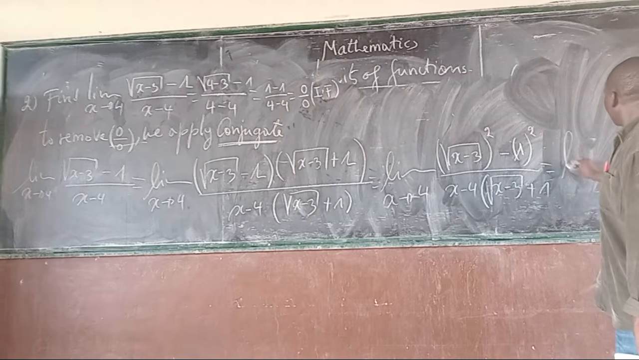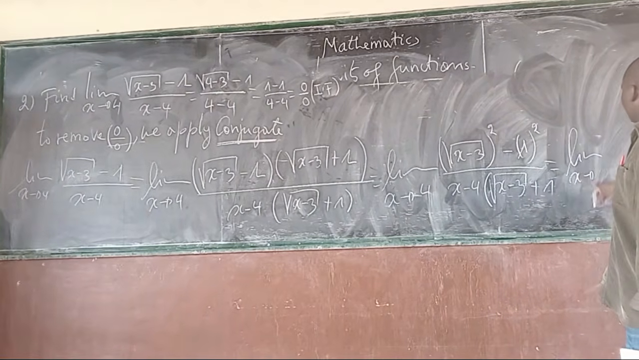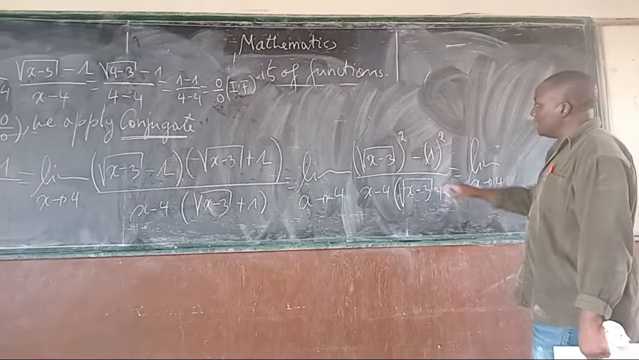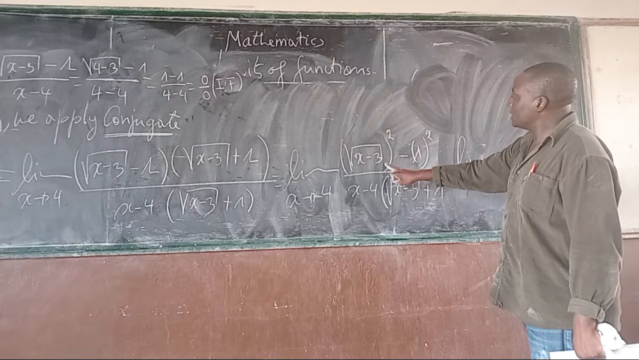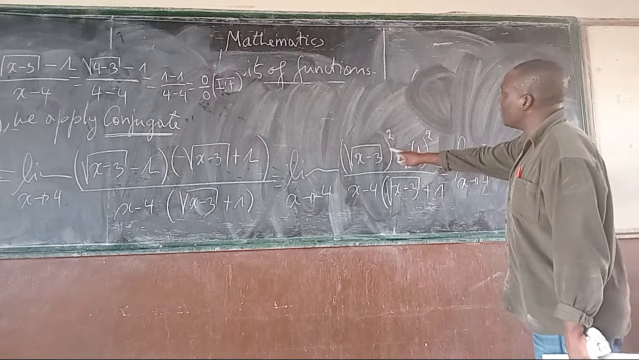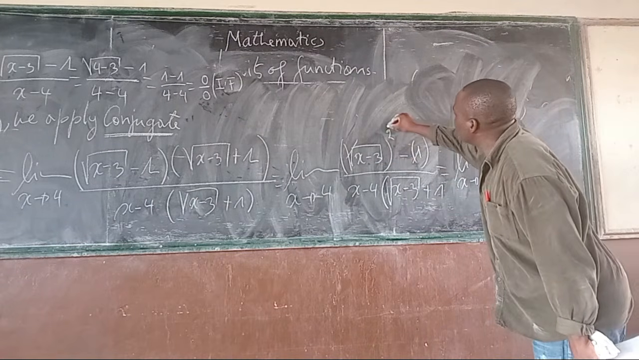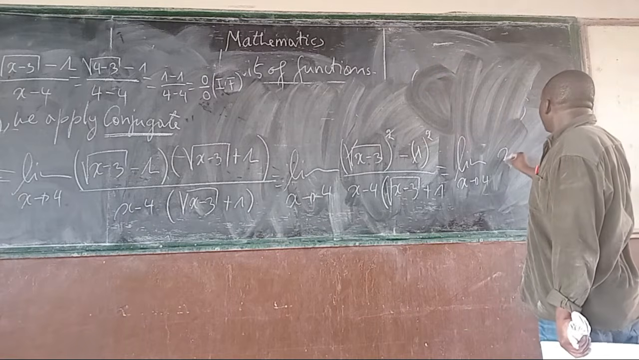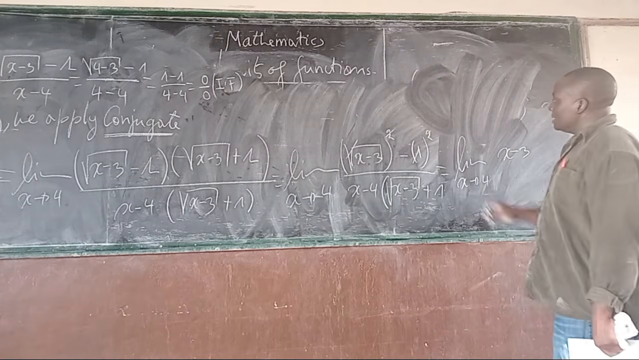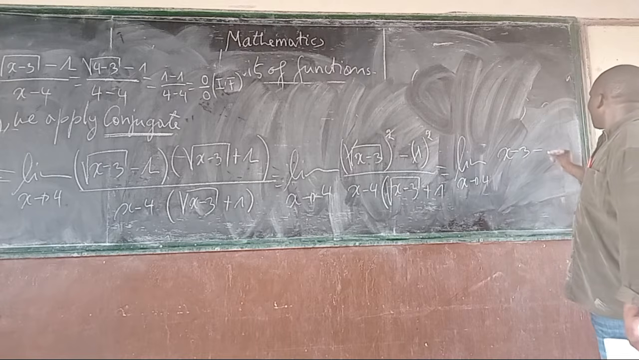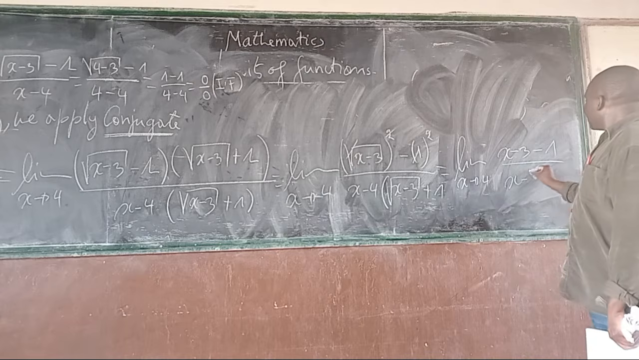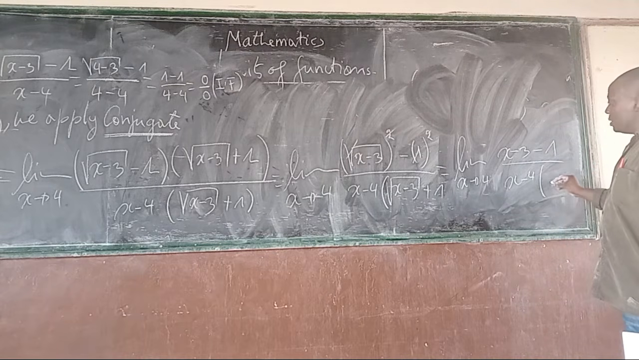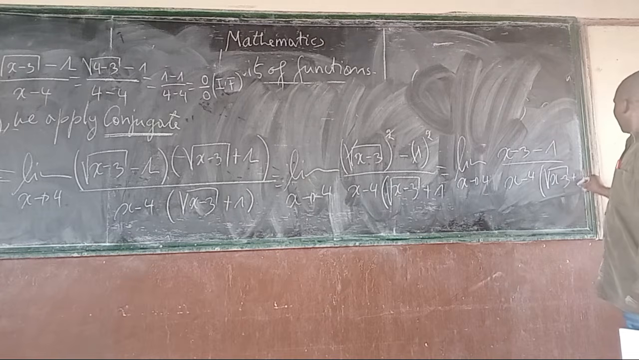Then we are still remaining with the limit where x approaches 4. Then the result here, square root of x minus 3 squared, this is equal to how many? Both squares cancel, remaining with x minus 3, then minus 1, 1 squared equal to 1, both out of x minus 4 in factor of square root of x minus 3, then plus 1.